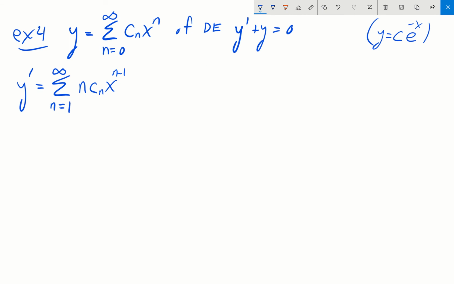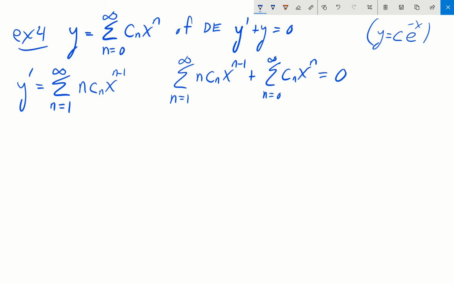We're going to plug these power series into our differential equation. So it's y prime, which is the sum from n equals 1 to infinity of n cn x to the n minus 1, plus y, which is the sum from n equals 0 to infinity of cn x to the n, and this is supposed to be equal to 0.